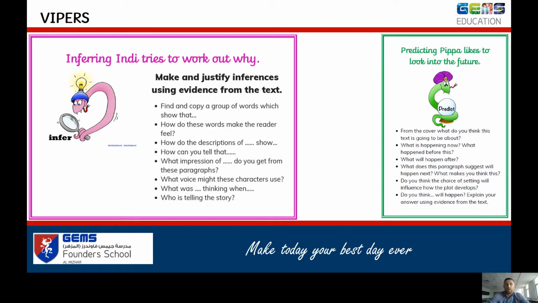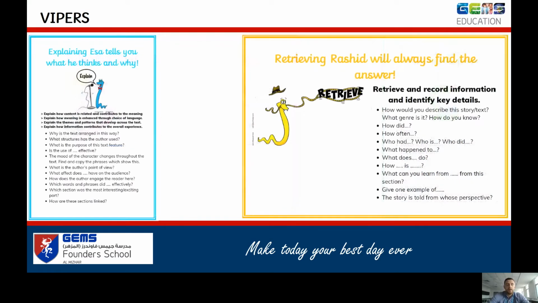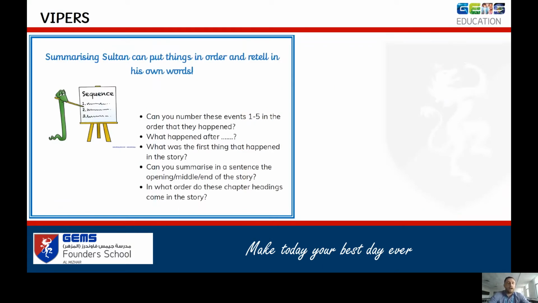Predicting asks your child to make predictions on the future of the book, or what's going to happen next, or what's going to happen to a particular character based on what they have already read. Explain in ESA asks your child to explain what they think and why, again using evidence from the text. Retrieving Rashid asks your child to retrieve and record information and identify any key details. And finally, summarizing Sultan asks your child to put something that they've just read into their own words or put something in a sequence.